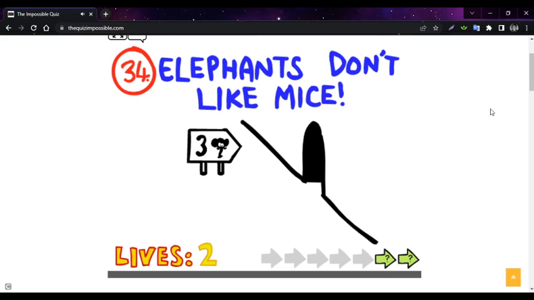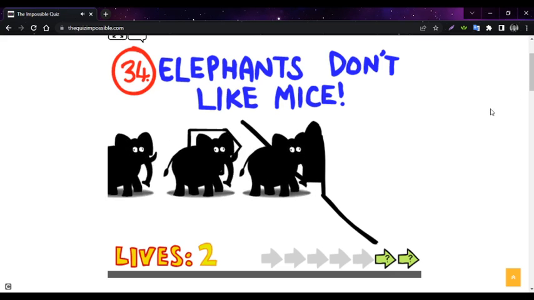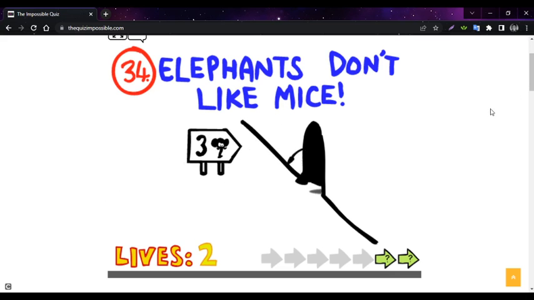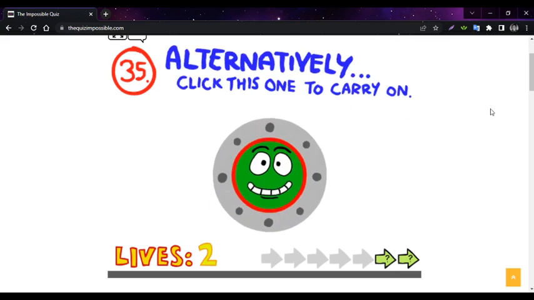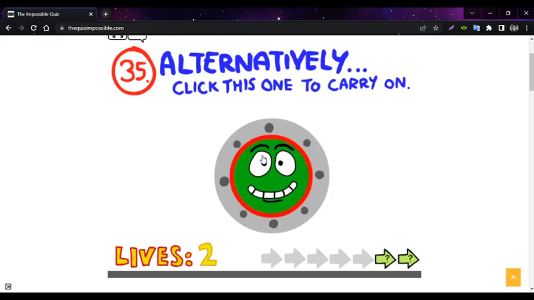I don't like this. Elephants don't like mice, just move your cursor away from that. Alternatively, click this one to carry on.